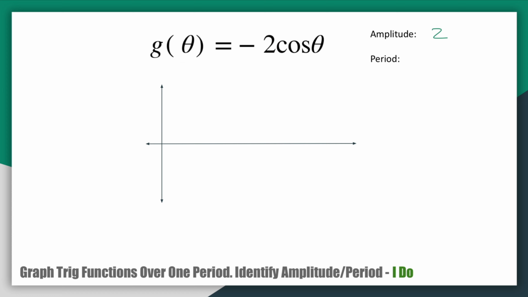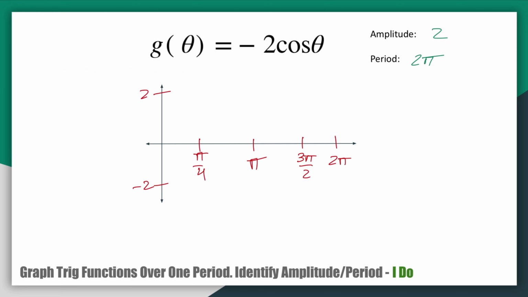Our amplitude is 2. I don't need to put the negative 2 there. The amplitude is just 2. Think of it more as absolute value. Now again, there's no b value, so my period is just 2 pi. So that's the first thing I need to do, go to my graph and put those things in. It goes up to 2, down to negative 2, and it goes all the way to 2 pi. So we split, we take half, and we bring it into quarters also.